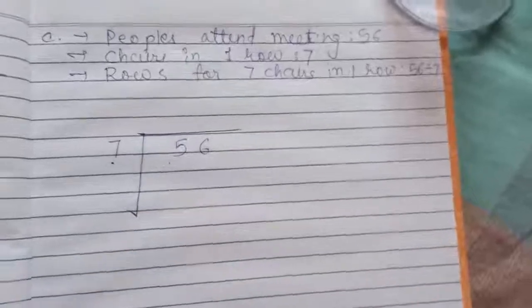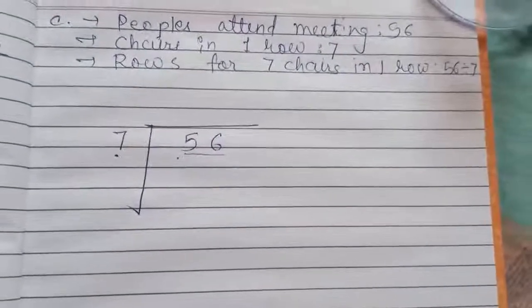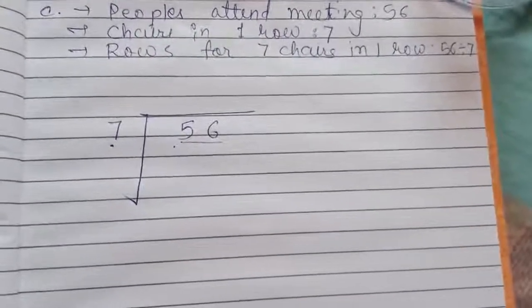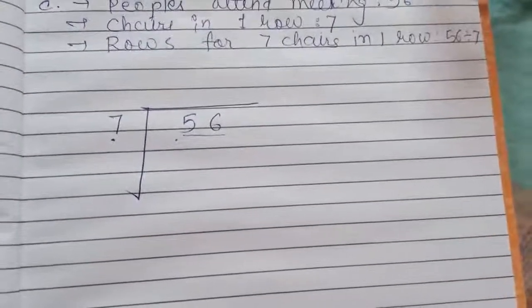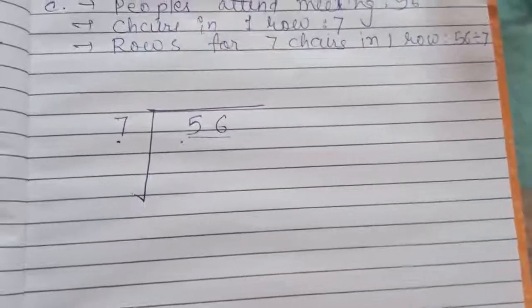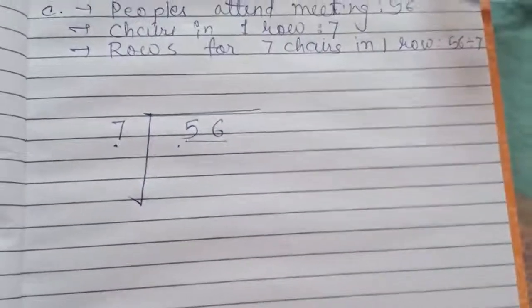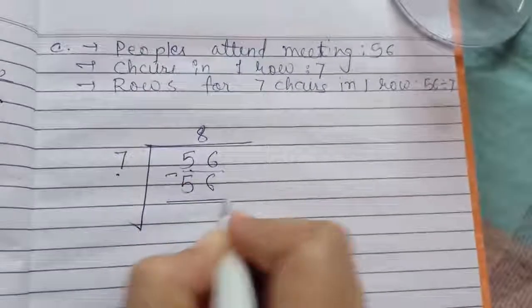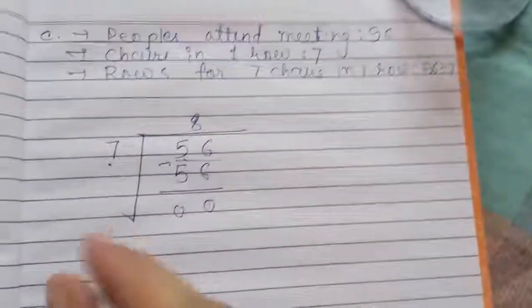Here is the 7, here is the 5, so we cannot divide. So we have to take the 2 numbers. So 56. Start the table of 7. 7 ones are 7, 7 twos are 14, 7 threes are 21, 7 fours are 28, 7 fives are 35, 7 sixes are 42, 7 sevens are 49, 7 eights are 56. So we can get the answer. 7 eights are 56. 6 minus 6, 0. 5 minus 5, 0. There is no remainder here.